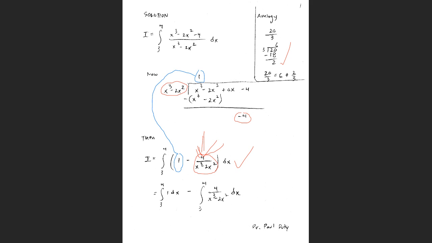But I have here the integral of a difference, and I can write that as the difference of the integrals. And so the first integral, there's no problem getting the antiderivative. But the second integral, the 4 over x cubed minus 2x squared, there we're going to need to do the partial fraction expansion.